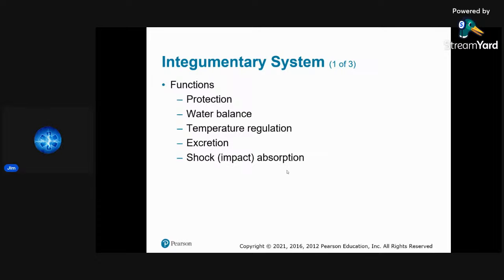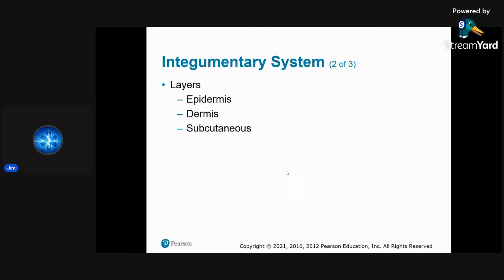The integumentary system is for your skin, right? Functions: protection, water balance, temperature regulation, excretion, and shock absorption. This is all what your skin does. We have 3 different layers in our skin. We have the epidermis on the outside. Our next layer is the dermis, and the last layer is your subcutaneous layer. This will come into play when we start talking about burns, really big time.